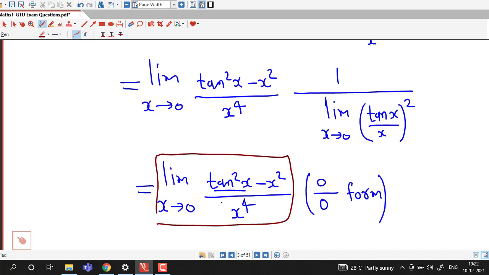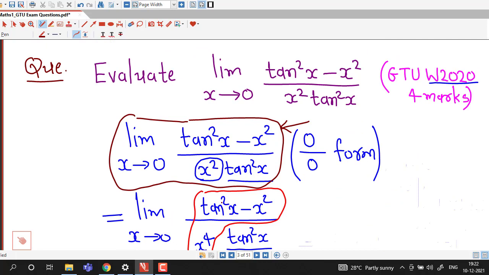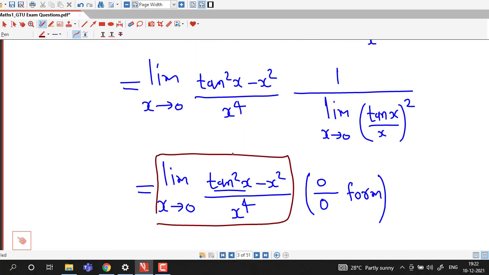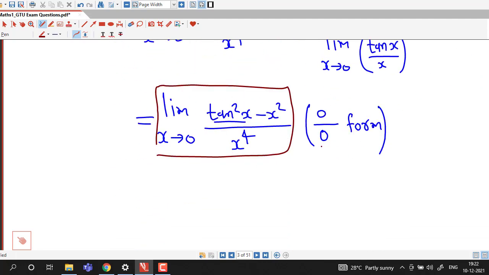So what is the benefit of converting to this form? The benefit is that if we start applying L'Hospital rule from the earlier step, we have to apply the product rule for the derivative of x square into tan square x. And you can compare: if we apply L'Hospital rule from this step, the derivative will be shorter. Here the derivative of x raised to 4 will be 4x cube. So that is the benefit, that derivatives will become comfortable and easy. So now we apply L'Hospital rule.